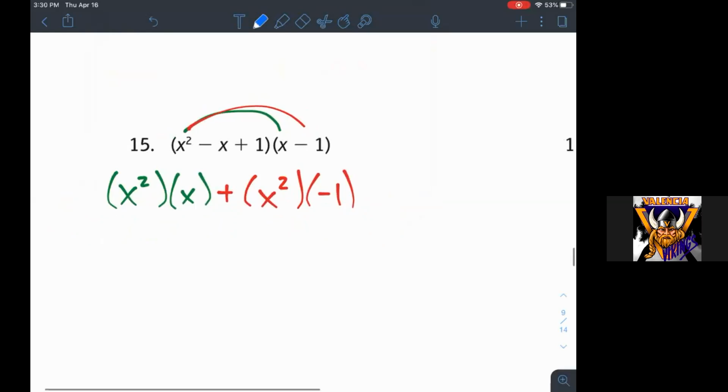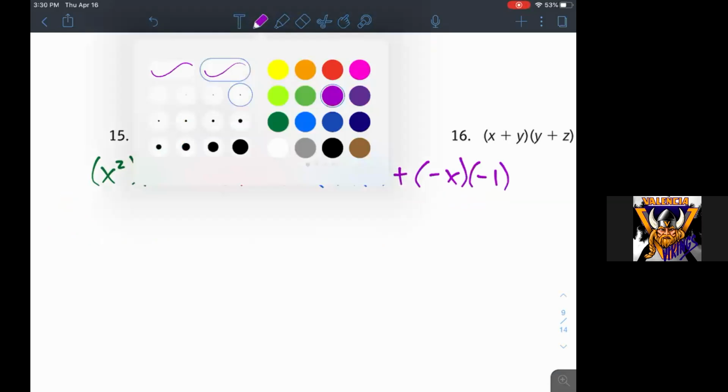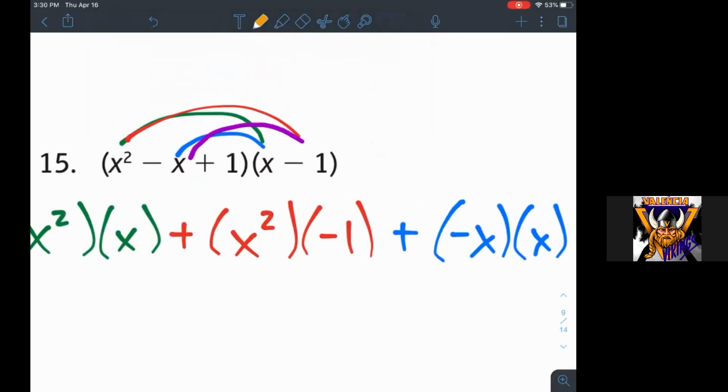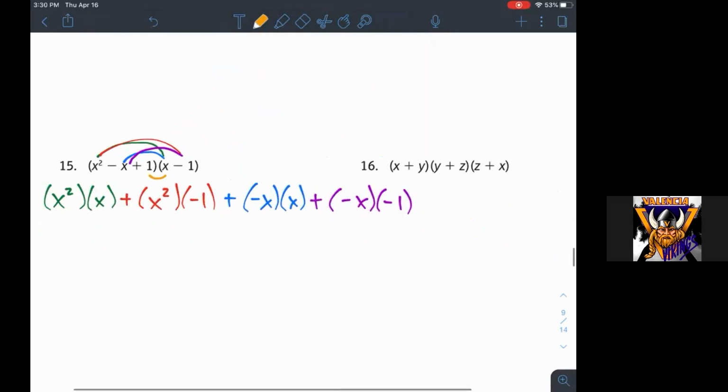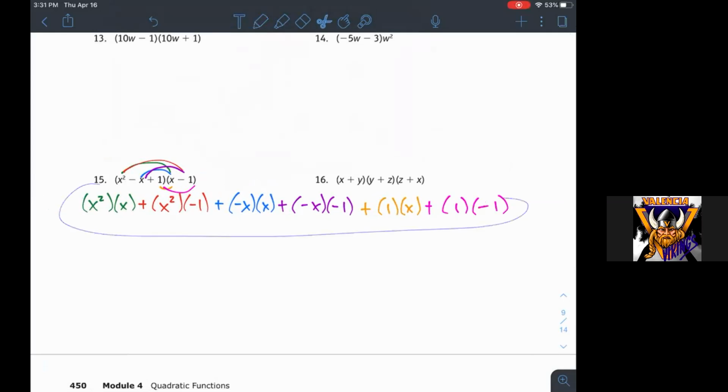Okay, all those x squareds are done. So now we move on. Negative x, so plus negative x times x plus, just again making all the possible multiplication combinations, negative x times negative 1. And now the negative x's are done, so we move on to our last number here in our trinomial, 1 times x. And last but not least in pink, 1 times negative 1.